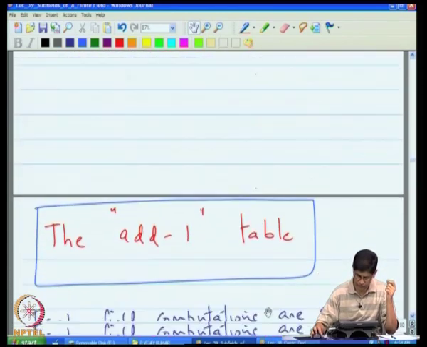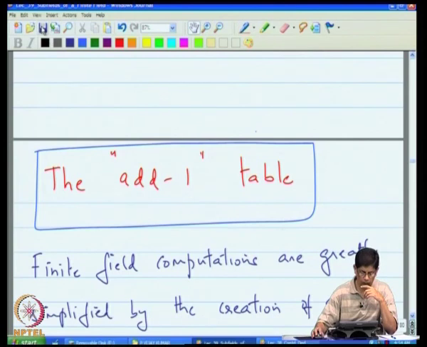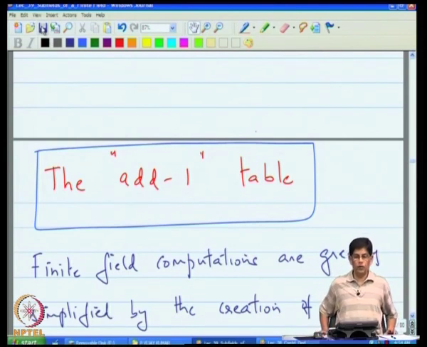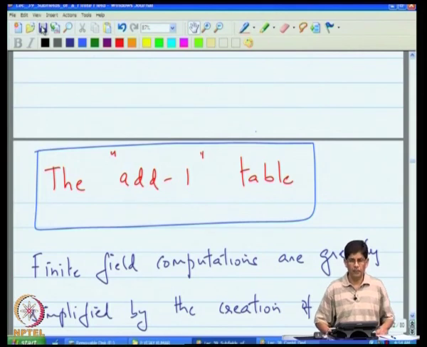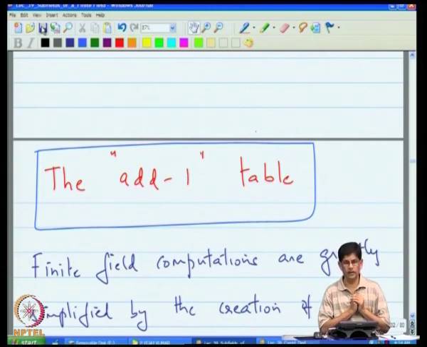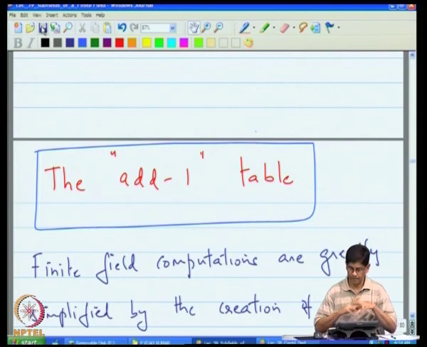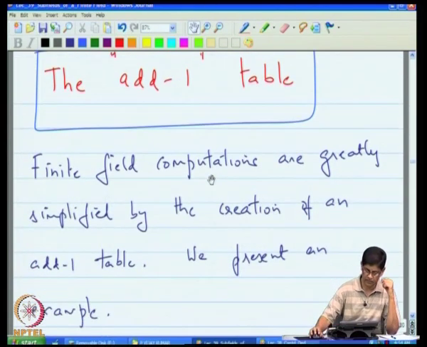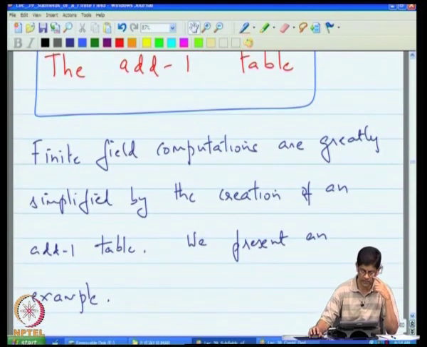Now on a more computational topic, I am going to introduce something that is called the add-1 table. It is also sometimes called the Zech logarithm, but that sounds too complicated a name for what it is. And as it turns out, the origins of the term Zech log are not really clear. So, we will just stick to the simpler terminology, add-1 table. So, what this is all about is the following. It turns out that finite field computations are greatly simplified by the creation of an add-1 table.